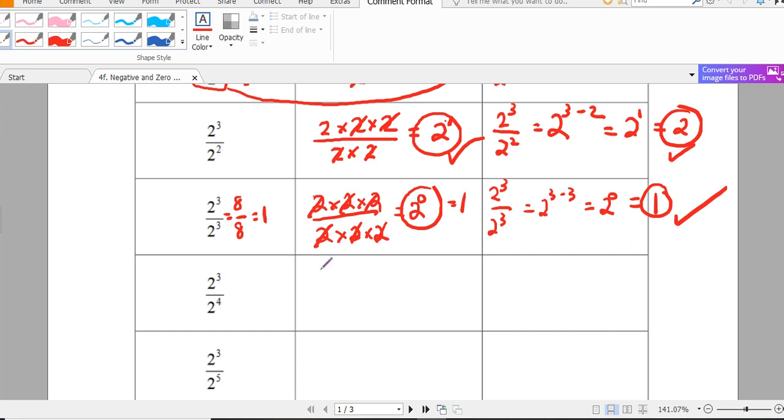Let's try this one. Let's see what happens here. So there's 3 in the top, 2 times 2 times 2. And there is 4 at the bottom, 2 times 2 times 2 times 2. Okay, so the same rule applies. Let's see what happens. So that will cancel, that will cancel, that will cancel, that will cancel, that will cancel, that will cancel.